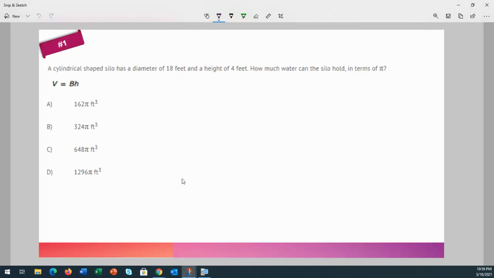Start with number 1. There is no picture. So if you're in my class, you know Deadpool doesn't like problems that don't have pictures. Deadpool is very angry, but we're not angry. We can deal with this. Let's check out the problem.